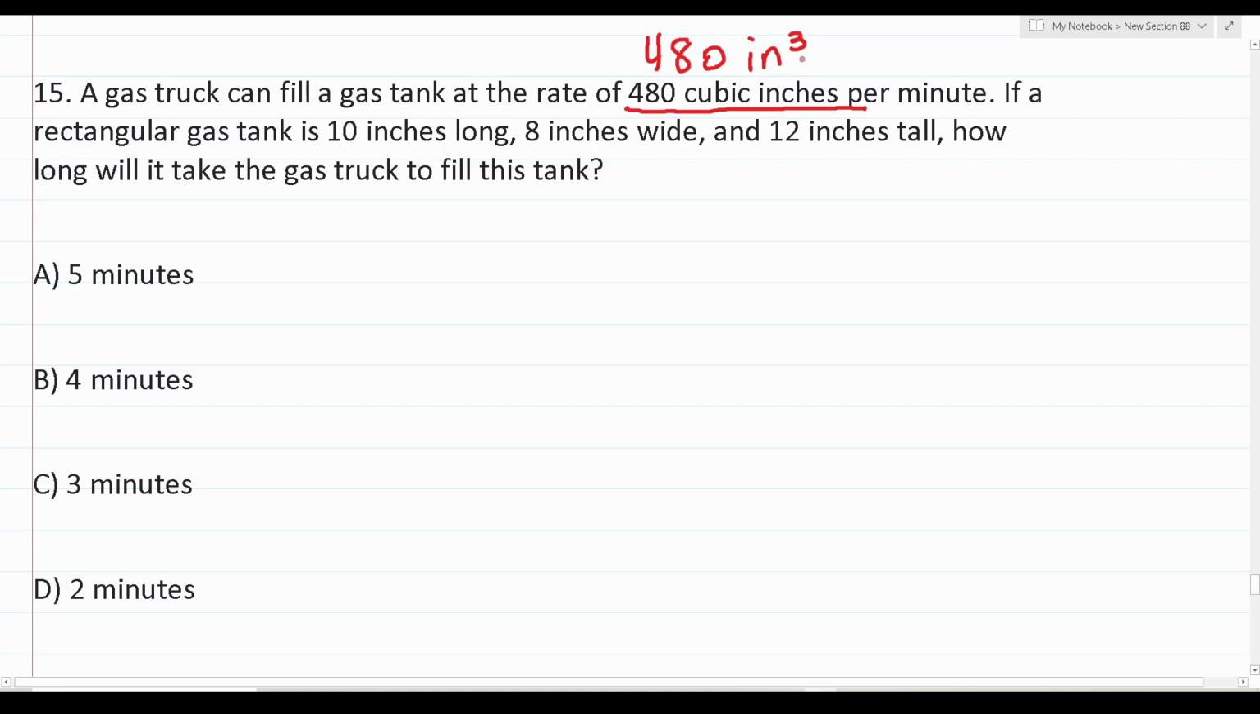Well, anything cubed is in regard to volume. So for this one, we know we're going to be finding the volume of this rectangular gas tank and then dividing that by the rate by which this gas truck fills up gas tanks. So let's find the volume of this rectangular gas tank. Again, we're actually finding the volume of a rectangular prism. And if you look on my formula sheet, you'll see that's simply length times width times height.